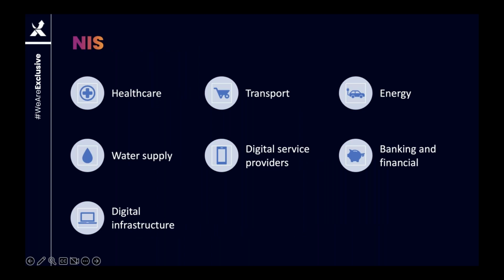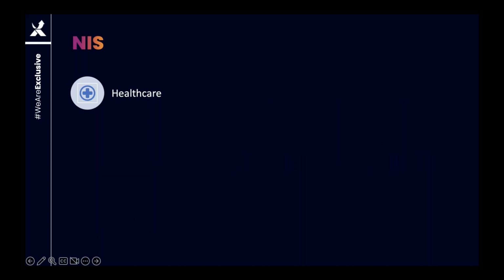The scope of the 7 sectors of NIS, they still apply with NIS2 in place. So it doesn't mean that there's a new scope. No, we just widen the scope. So we can all see the examples here with healthcare, transport, energy, water supply, digital service providers, banking, financial, although that is still, DORA is still applicable for that part, and digital infrastructure.